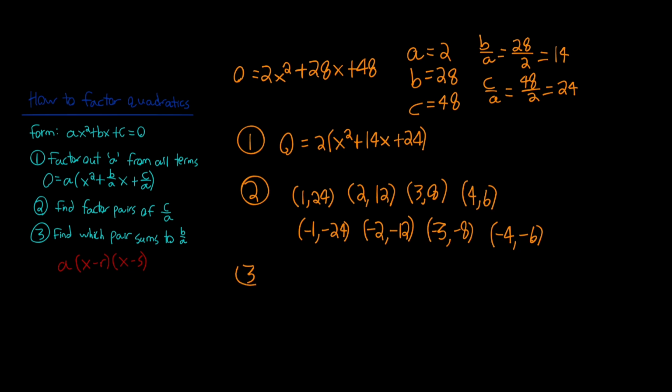Okay, so for part 3, I want to find which pair is going to add to equal b over a, or 14, and that's going to be 2 and 12 right here. So that leaves me with an answer of 0 is equal to 2(x + 2)(x + 14) as my final answer there.